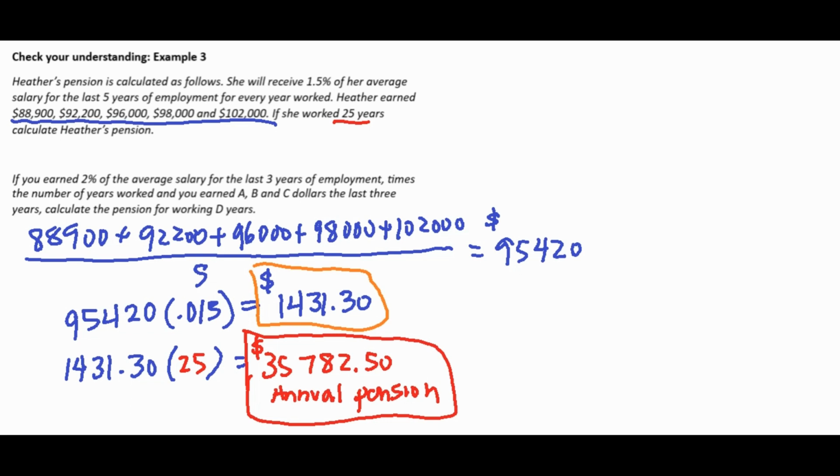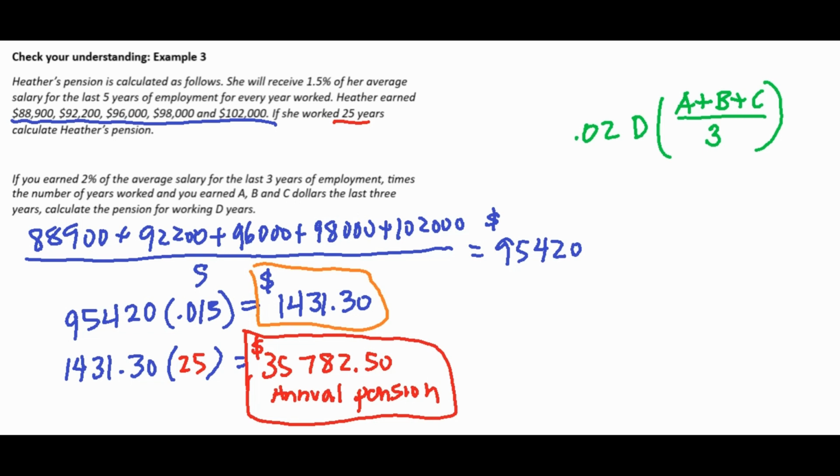years. Okay, so all we got to do here is take our 2%, that's 0.02, multiply it by the number of years worked, D years, and we have to multiply that by the average of the salaries. So that means that we're going to multiply the 2% by the number of years worked times A plus B plus C, and since there's 3 years, we're going to divide that by 3.